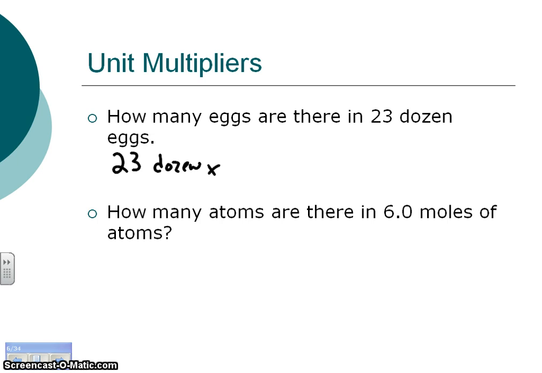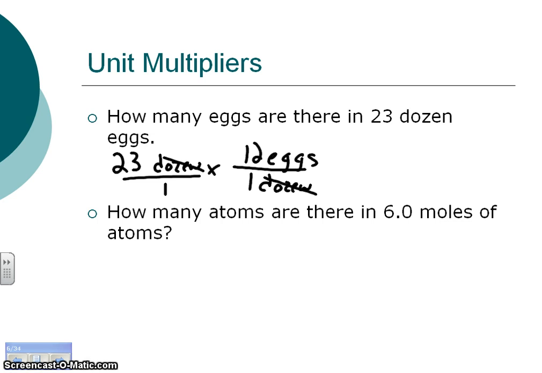and we know that we want to get rid of the unit of dozen, so dozen's going to go on the bottom, eggs is going to go up top, and we know that there are 12 eggs in 1 dozen. We then just simply, dozen cancels out. We multiply 23 times 12, which you're going to do now on your calculators, and you're going to get an answer. I would like to see this example in your notes.